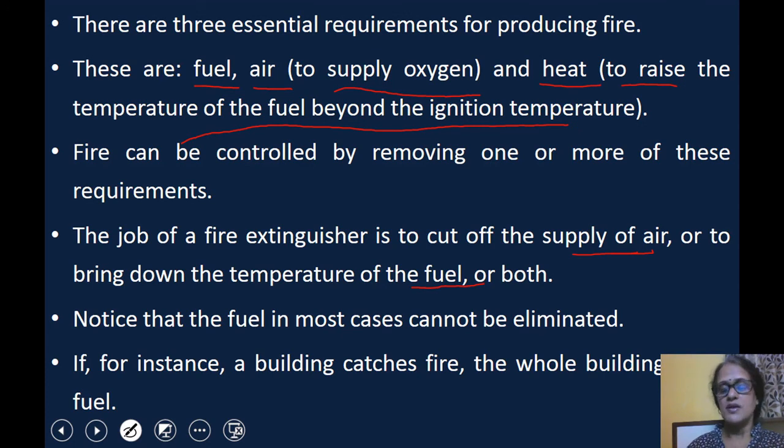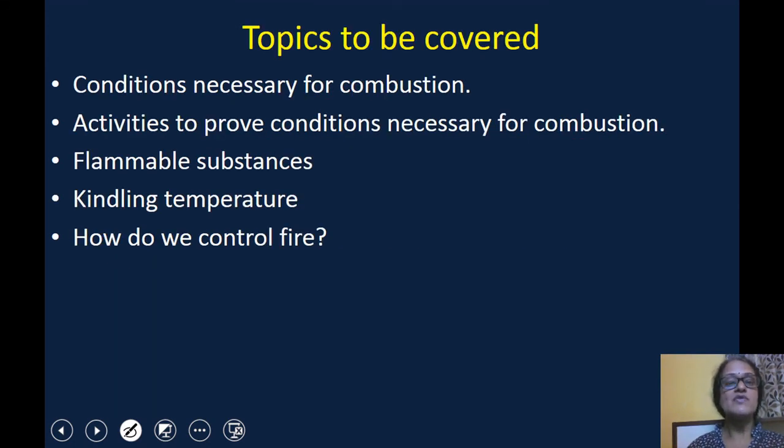So children, in the end I would like to discuss whatever points we have covered today. Children, we have studied the conditions necessary for combustion. After that, we have studied some activities to prove the conditions necessary for combustion. Then we have seen what flammable substances are, what kindling temperature is, and then how we control fire. Children, I hope all these points are very clear to you.